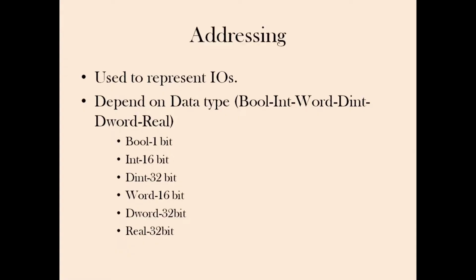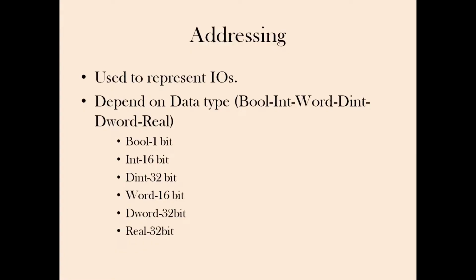Depending upon the data type, addressing varies. When we are talking about data types, we have bool, integer, word, double integer, double word and real. These are the main data types we are going to use in ladder logic. Obviously bool means binary, it takes a single bit. But integer, word, DINT, DWORD and real are for the analog IOs. These are the registers where we are going to store our analog values.